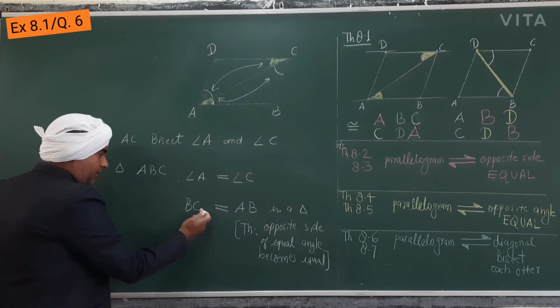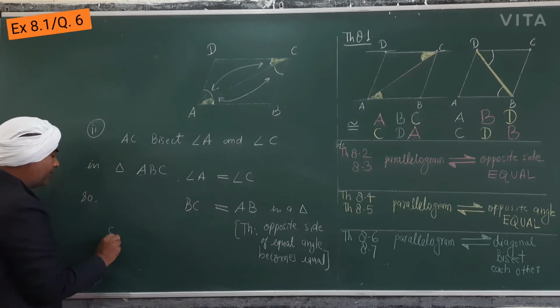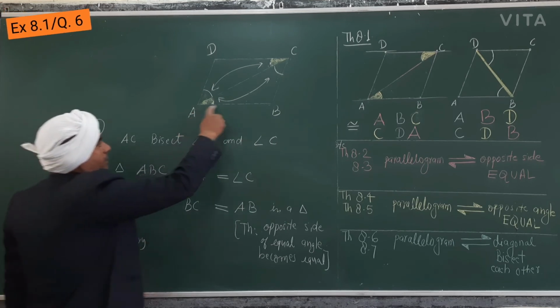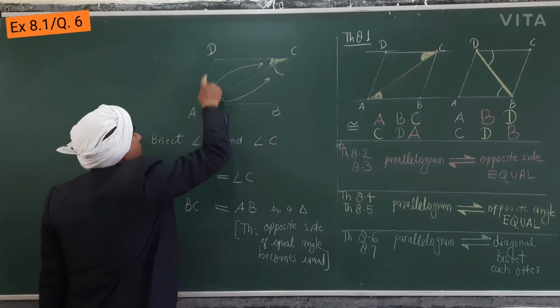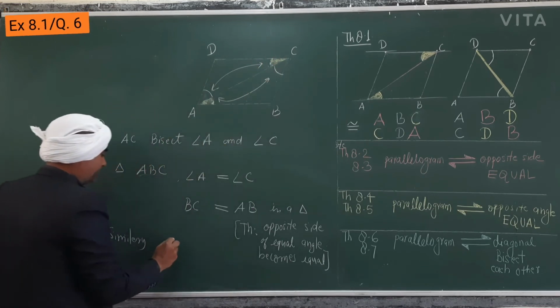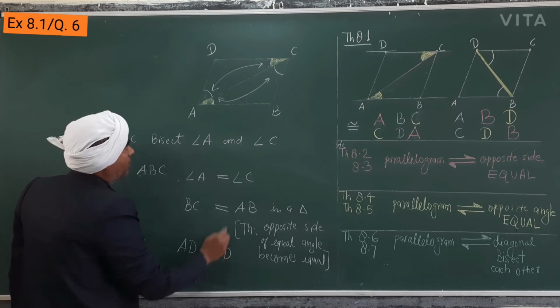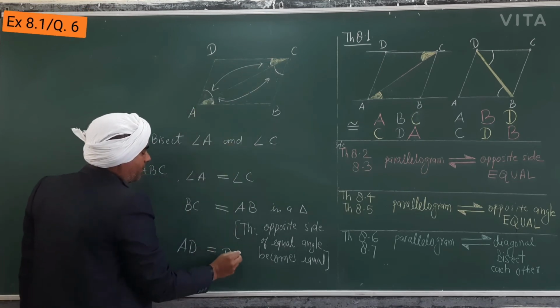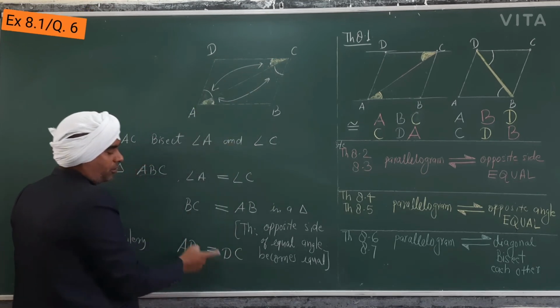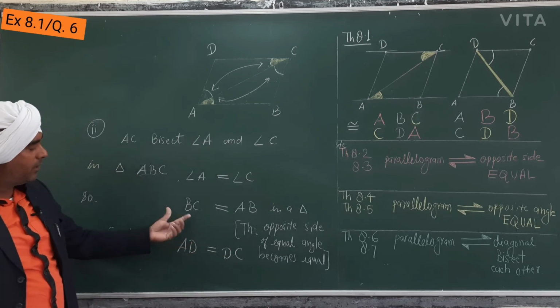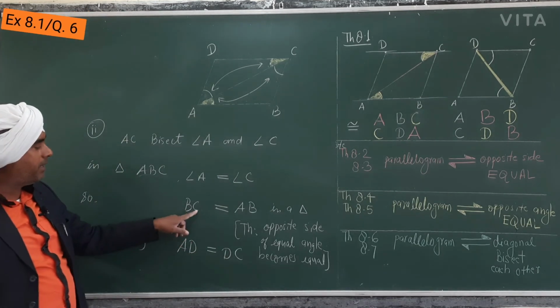So this you have written. Similarly, you can write this equal to this. Similarly, AD is equal to DC. So this you have got two lines. All the four sides have come, BC.